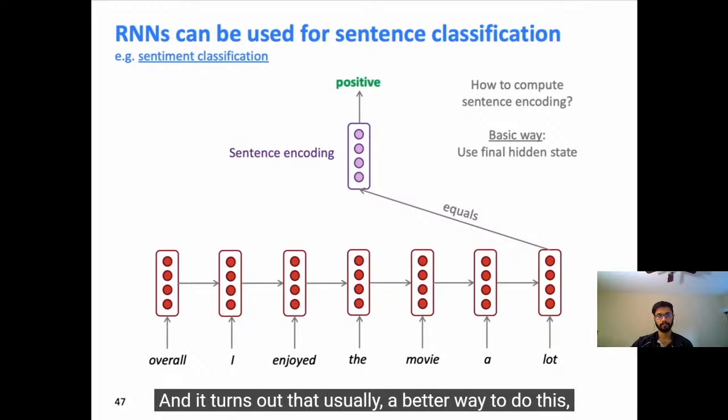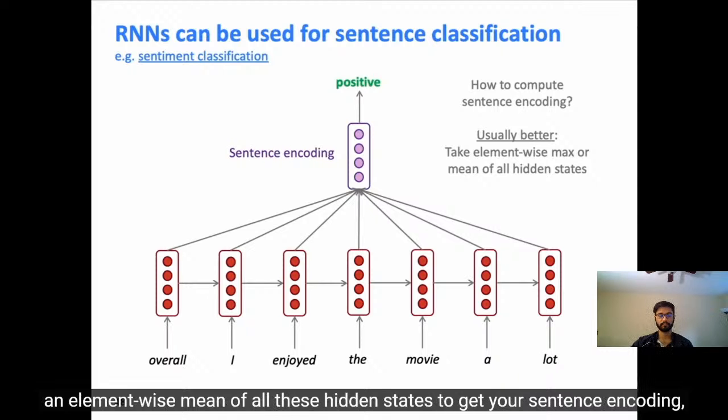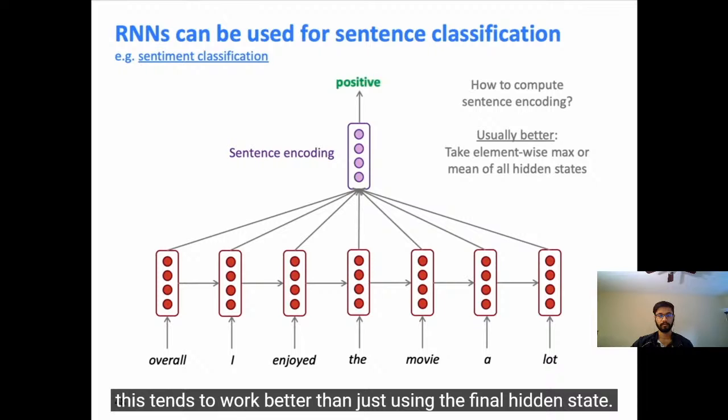It turns out that usually a more effective way to do this is to take an element-wise max or an element-wise mean of all these hidden states to get your sentence encoding. And this tends to work better than just using the final hidden state. There are some other more advanced things you can do as well.